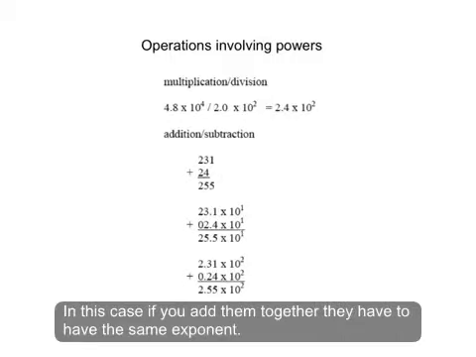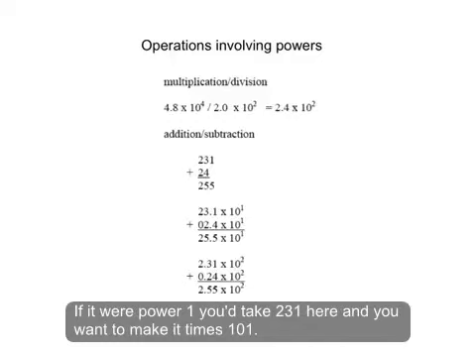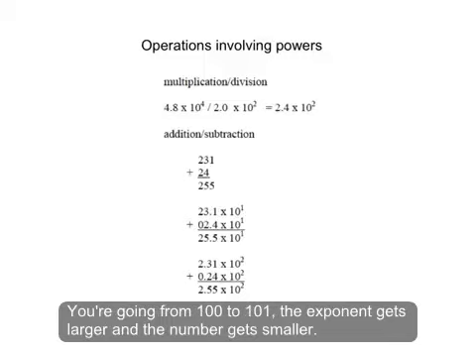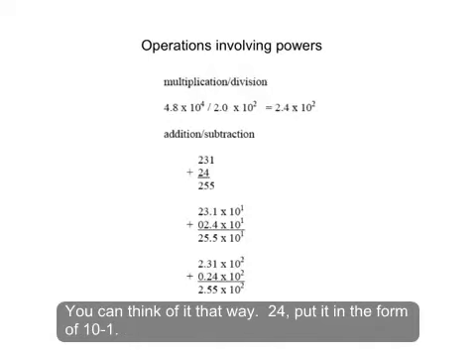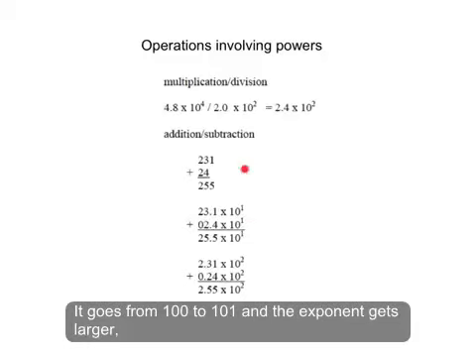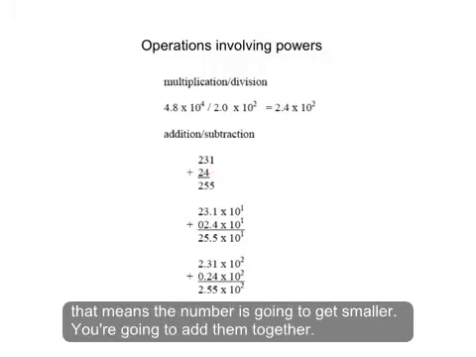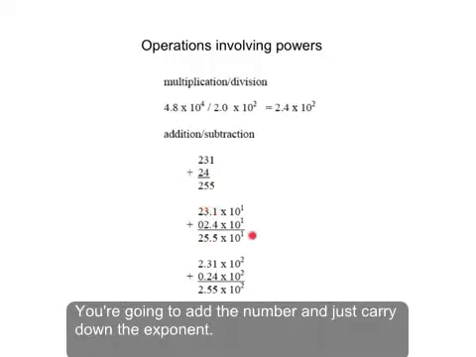In this case, if you add them together, they have to have the same exponent. So if it were power 1, you'd take 231 here, and you want to make it times 10 to the power 1. So you're going from 10 to the 0 to 10 to the power 1. The exponent gets larger and the number gets smaller. You can think of it that way. 24, put it in the form of 10 to the minus 1. So it goes from 10 to the 0 to 10 to the 1. And so the exponent gets larger, and that means the number is going to get smaller. And you're going to add them together, add the number and just carry down the exponent.